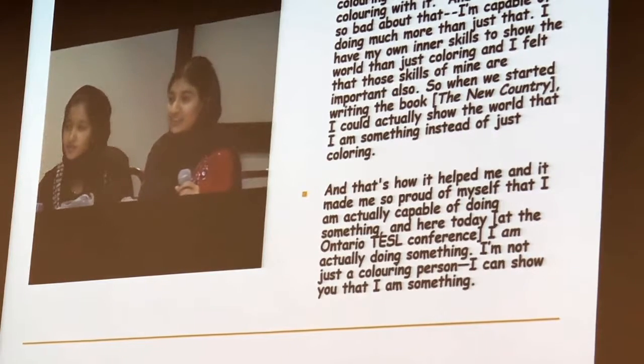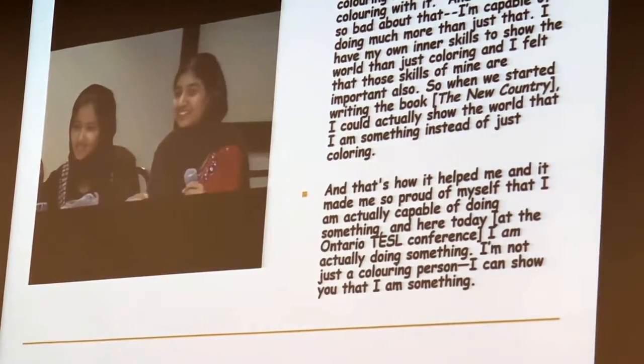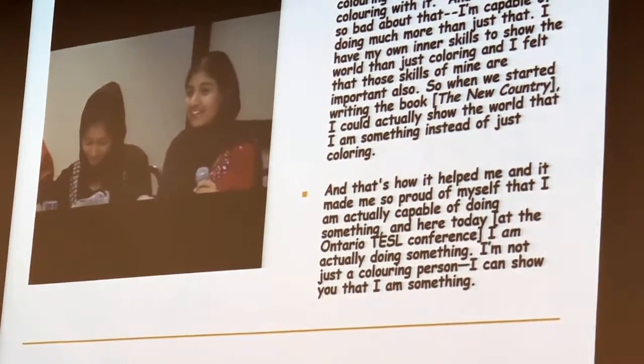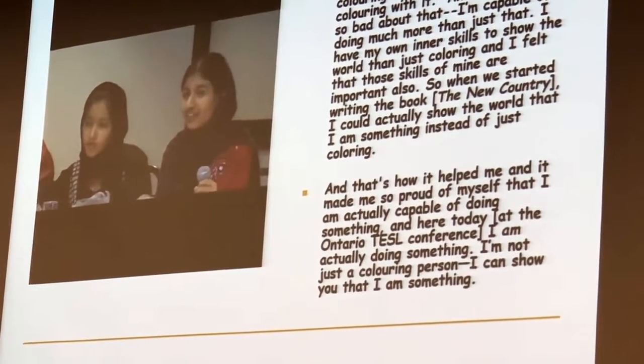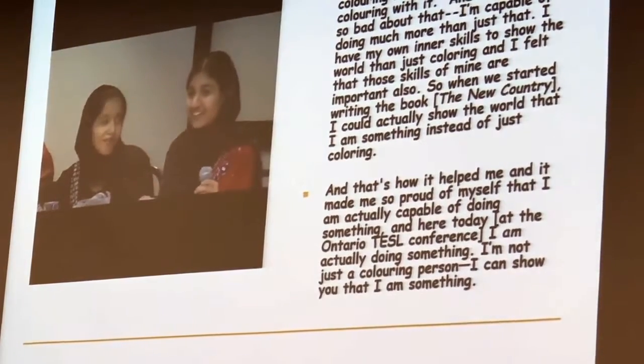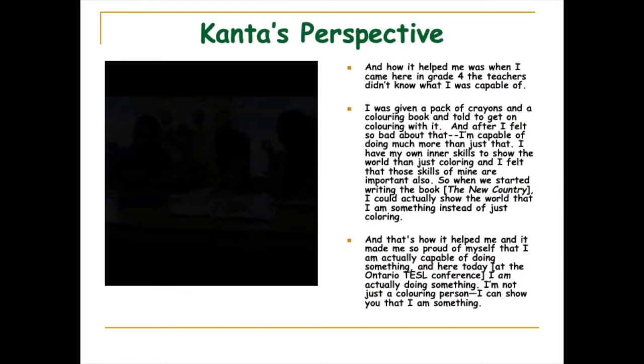So when we started writing this book, I could actually show the world that I am something instead of just coloring. And then, so that's how it helped me, and then it made me so proud of myself that I am actually capable of doing something, and here today I am doing something like that, that I can actually show the world that I'm just not a coloring person. I can actually show you that I am something.